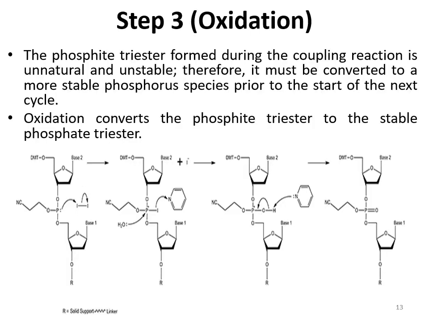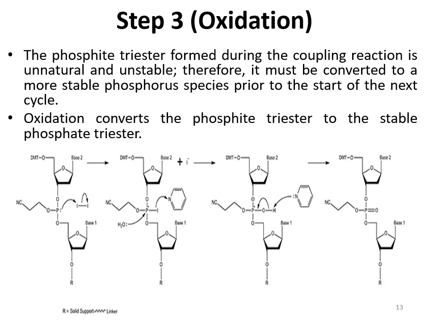Next is step 3, oxidation. The phosphite triester formed during the coupling reaction is unnatural and unstable. Therefore, it must be converted to a more stable phosphorus species prior to the start of the next cycle. Oxidation converts the phosphite triester to the stable phosphate triester. So here the reaction is shown.